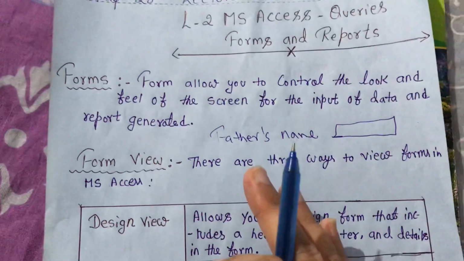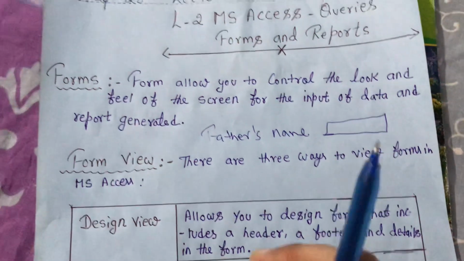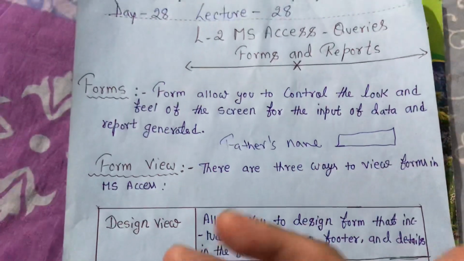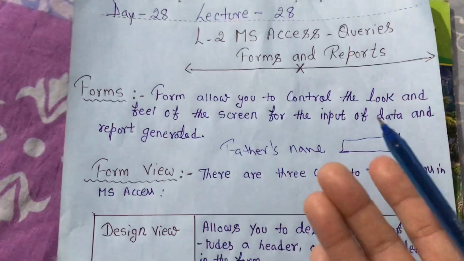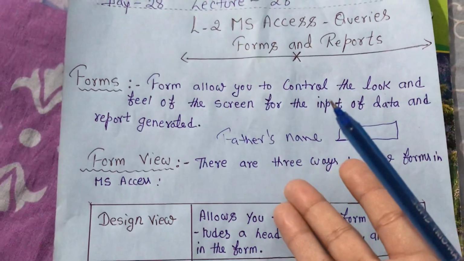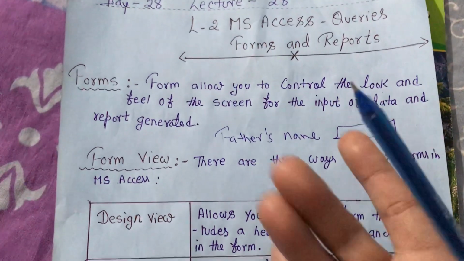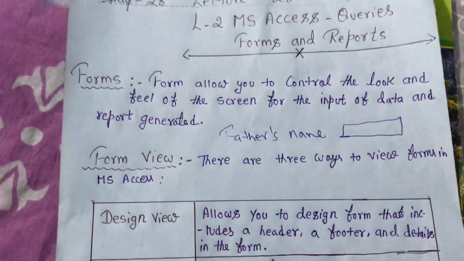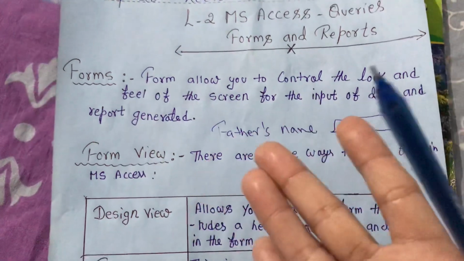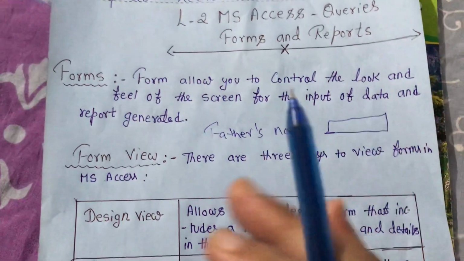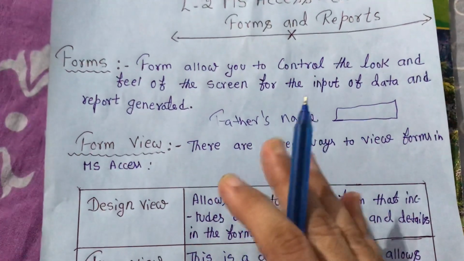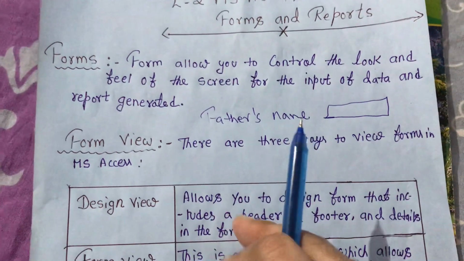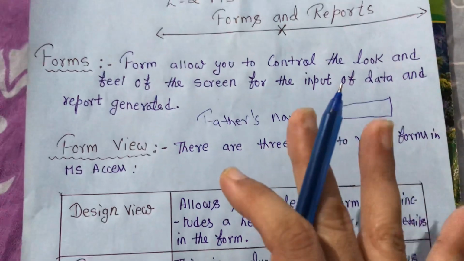Since forms are objects through which you or other users can add, edit, what is the meaning of edit? Some changes. Suppose you want to change the name of any student or you want to change the phone number of any student, then it comes in the category of edit. Okay, or display the data stored in your Access database.